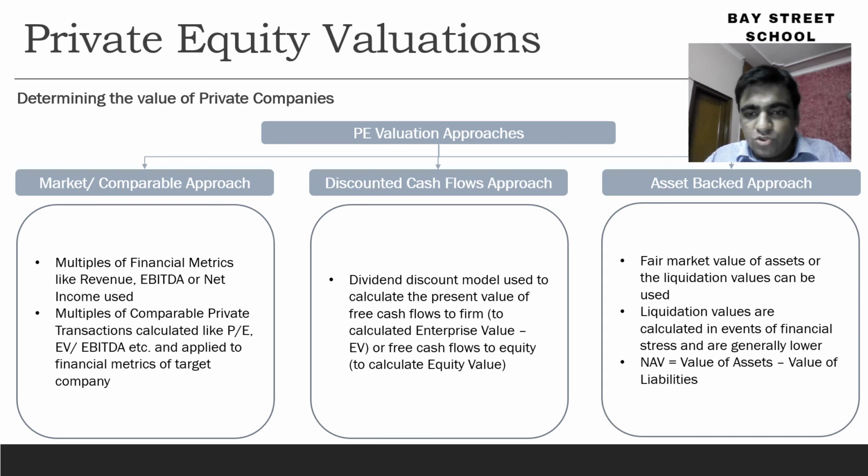Finally, the asset-backed approach. Now, fair market value of assets or liquidation value can be used here. Multiple approaches exist. Liquidation values are for companies which are under stress and are generally lower. NAV is the value of assets minus liabilities, as I mentioned. So this is an approach which is essentially the book approach, I mean the financial book approach.